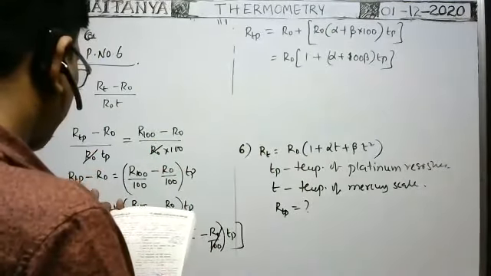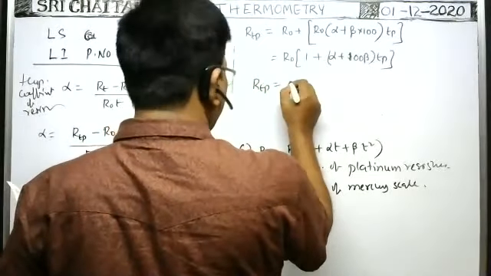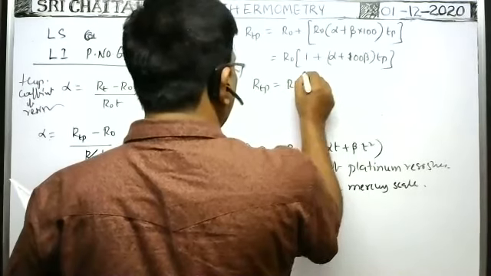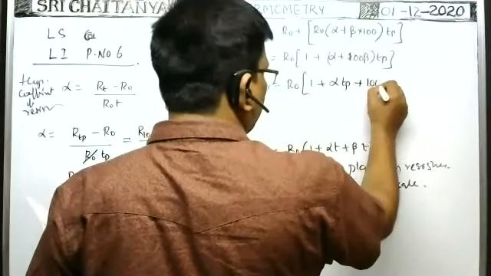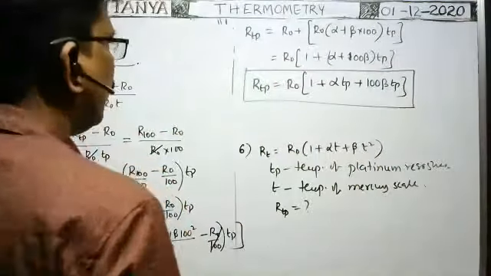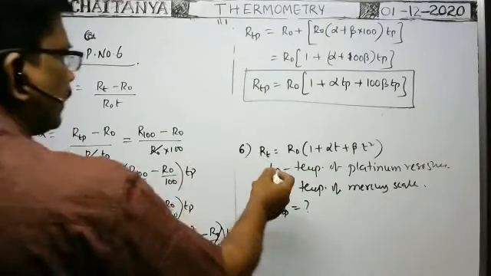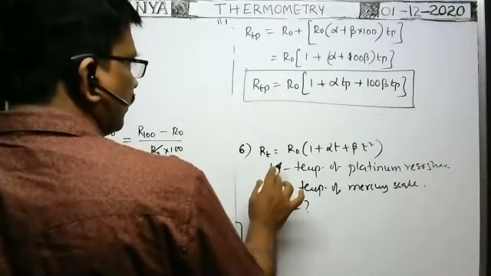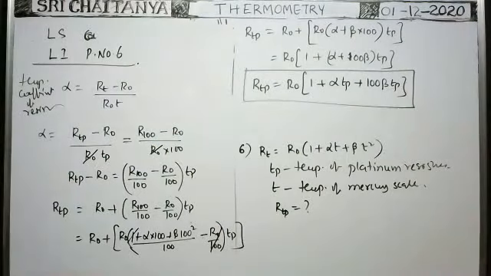So RTP is equal to 1 plus alpha into TP plus, okay, it is given like this. Therefore, RTP is equal to, you multiply with R0, R0 of 1 plus alpha into TP plus 100 beta into TP. This is the answer given. RTP is equal to R0 into 1 plus alpha TP plus beta into 100 into TP. That is the answer. So this is resistance as a function of TP, the temperature of the platinum resistance thermometer. At this temperature, what is the resistance they asked? So this is the formula. Okay, note down.